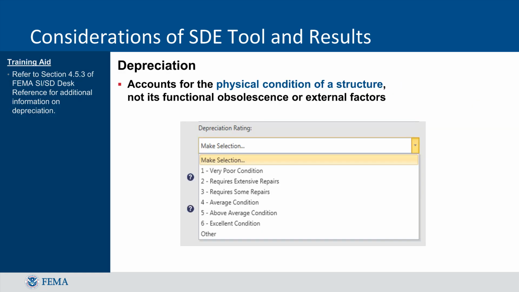Depreciation accounts for just the physical condition of a structure prior to the damage event. It does not take into account if the structure is outdated or factors that are external to it, such as distance to shopping and parks. For more information on depreciation, refer to Section 4.5.3 of the Substantial Improvement Substantial Damage Desk Reference.